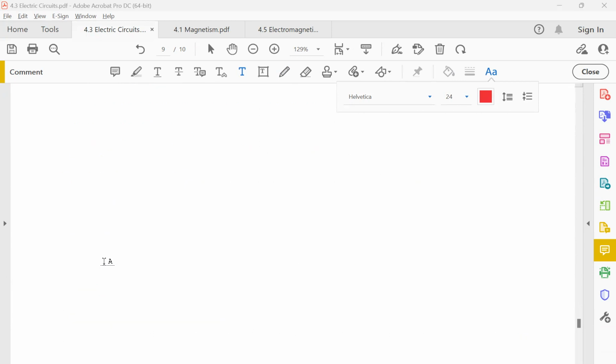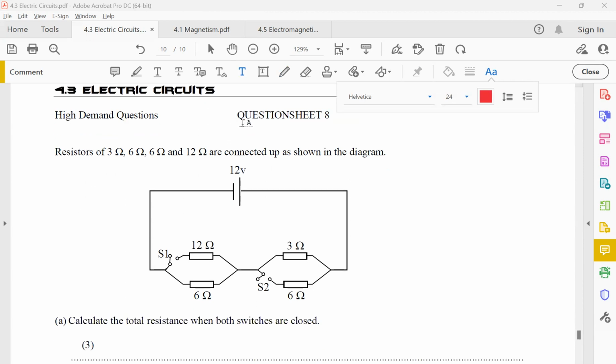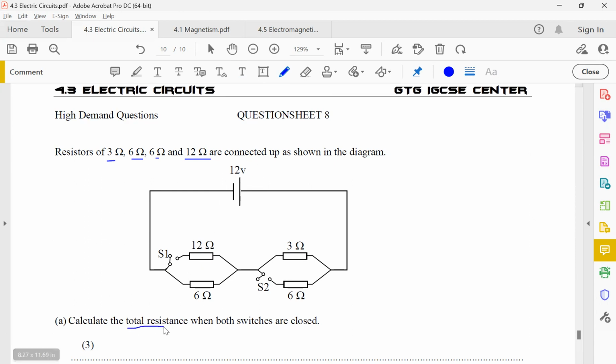Okay, moving on to the next part. This question I want to highlight a little bit because it is a relatively hard question compared to all the questions that we've done so far. If you look at this question, they have 3 ohm, 6 ohm, 6 ohm, and 12 ohm, connected by 12 volts. First and foremost, it asks you to calculate the total resistance when both switches are closed.